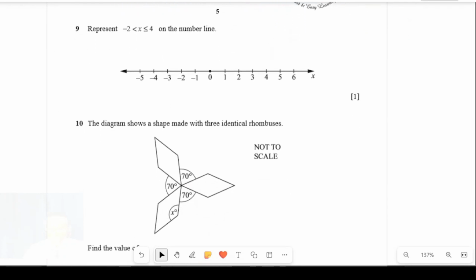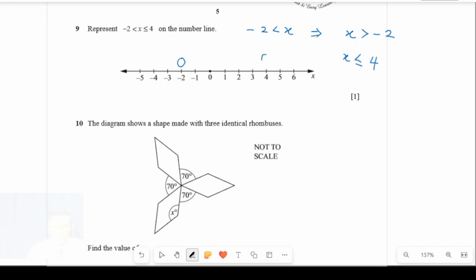Let's go to the number line. Represent the number on a number line. For example, if we say negative 2 is less than x, this implies that x is greater than negative 2. So on top of negative 2, draw a circle, but you don't shade it. If I shade it, that means it's greater than or equal to. Then the next one is x is less than or equal to 4.